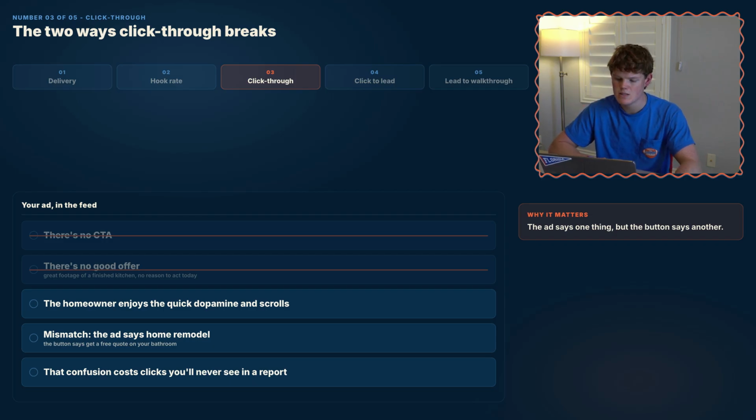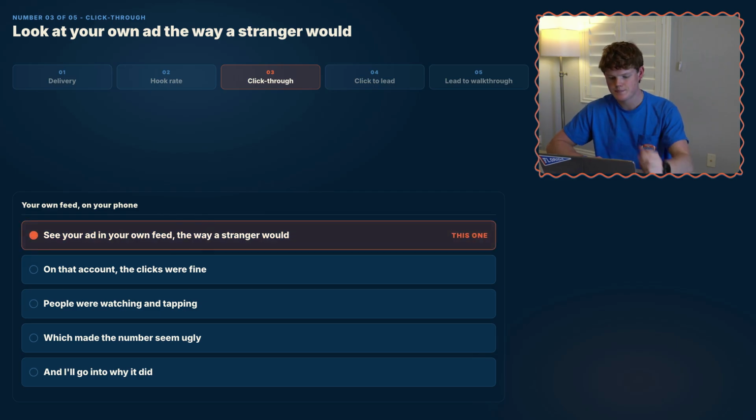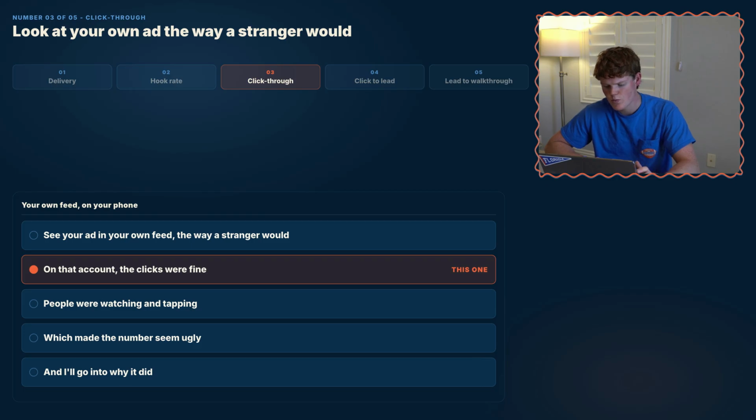The other version possibly is a mismatch. The ad says one thing, but the button says another, right? If the ad the whole time is about a home remodel and the button says get a free quote on your bathroom, that confusion will cost you clicks that you'll never see in a report. And you actually have to look at your own ad or see it in your own feed the way a stranger would. So on that account that I was mentioning previously, the clicks were fine. People were just watching and tapping, which made the number seem ugly. And I'll go into why it did.